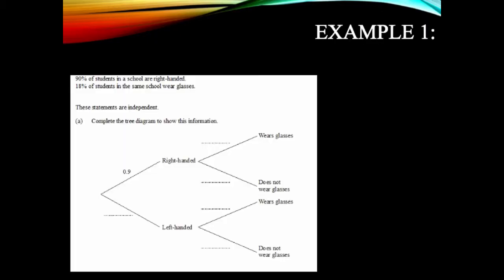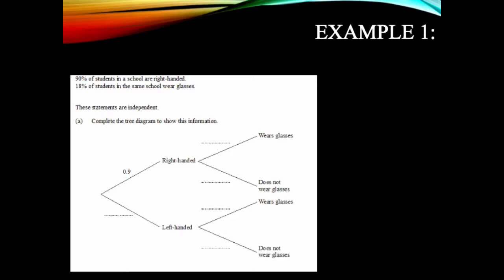Okay, so this is example 1. It says 90% of students in a school are right-handed. 18% of students in the same school wear glasses. And then it says this kind of key bit here. These statements are independent. This word independent means that one of the things does not have any reliance on the other at all. So they are not dependent on each other. So the fact that somebody's right-handed or left-handed has got no relevance at all as to whether they wear glasses or not. These things are completely independent of each other.